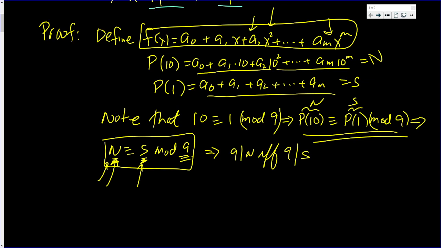When does 9 go into n evenly? That means it has no remainder. So if n has a 0 remainder mod 9, then s also has to have a 0 remainder when you divide by 9. That is, 9 goes into s as well. They both happen at the same time.